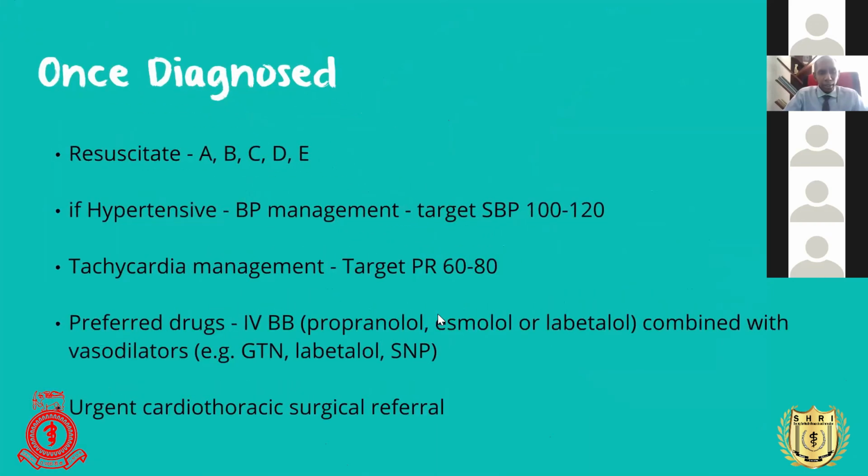Once diagnosed, I'm not going to go into major detail on the full management of aortic dissection, but basically you have to resuscitate this patient. As I mentioned, hypertension is not good, tachycardia is not good, so you have to reduce the blood pressure with a target systolic blood pressure of 100 to 120 and pulse rate target of 60 to 80. So the best drug is IV beta blockers. What we have is labetalol here, and then we can start a vasodilator. Do not start a vasodilator first because that can cause reflex tachycardia and make things worse. And then, this is a cardiothoracic emergency, so urgent referral is the key.